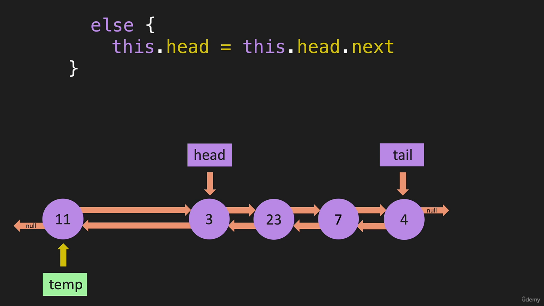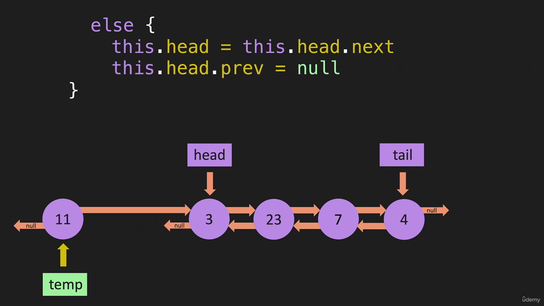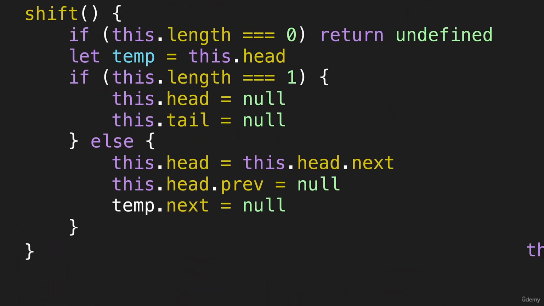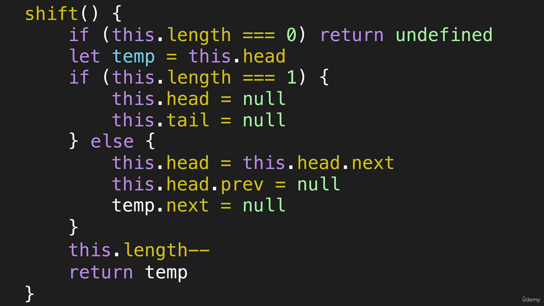In order to do that, we need to take those 2 arrows and set them to null. So head.previous equals null. We'll do that. And then temp.next, we'll set that equal to null, and then that breaks that connection there. And at the end, we will return this temp node. But for now, I'm going to put this code in with the rest of our code like this. And then we're going to decrement the length. And then we will return that item.